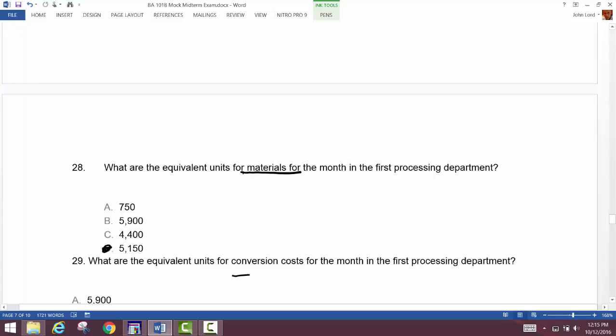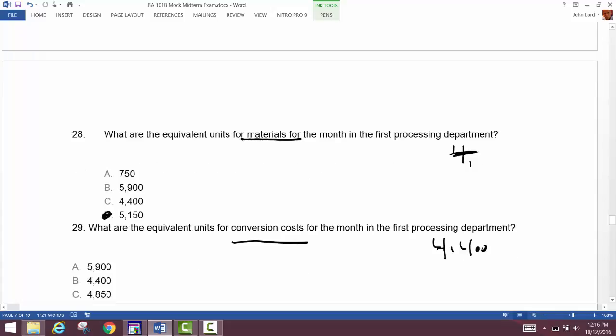Okay. For conversion cost, I do what? I still pick up the number of units that were transferred. Number of units transferred were what? 4,400. I know those are done. I'll just write it down here. 4,400. But now I'm going to still pick up the units that were, not transferred, but in ending inventory, 1,500.